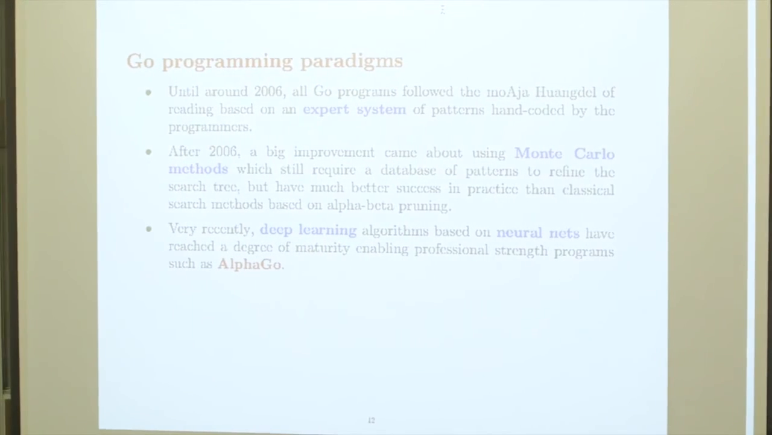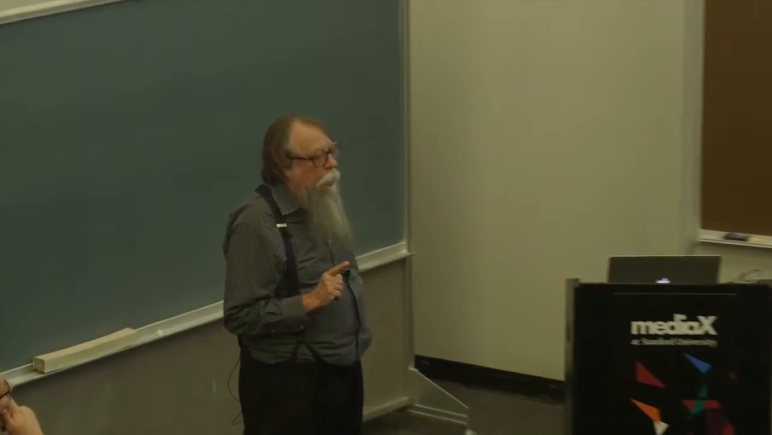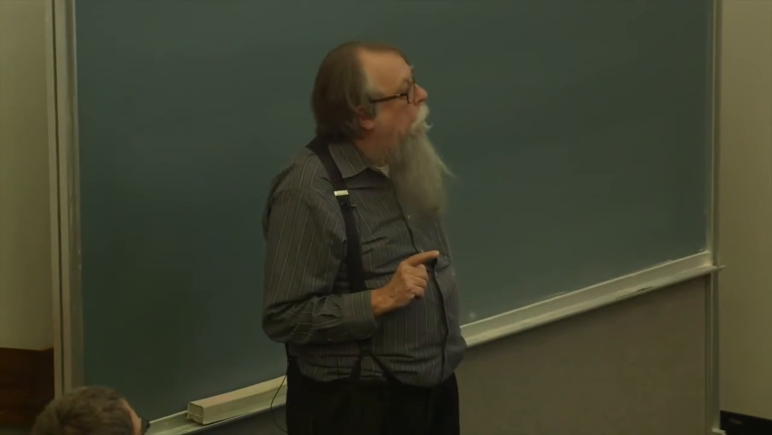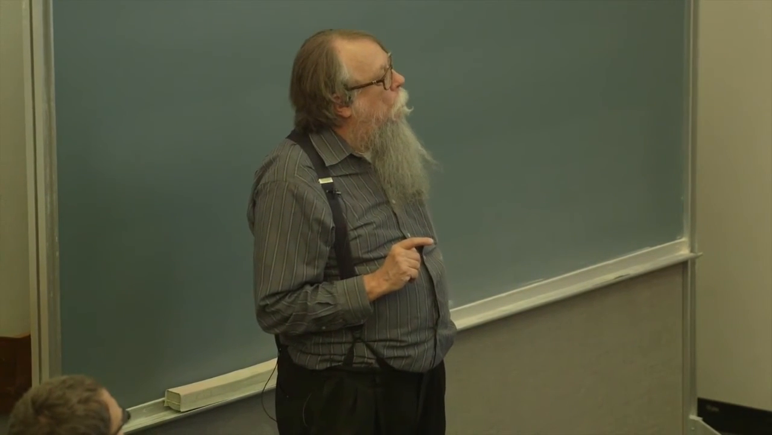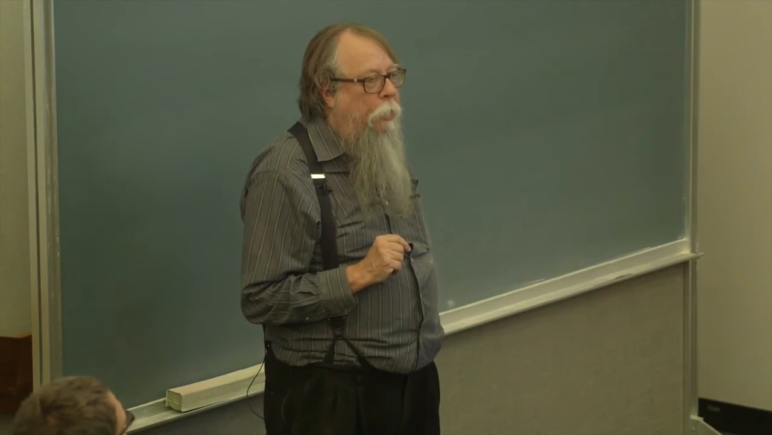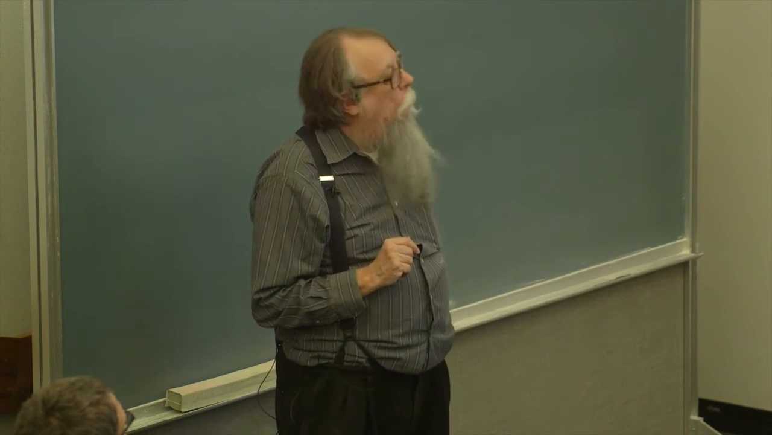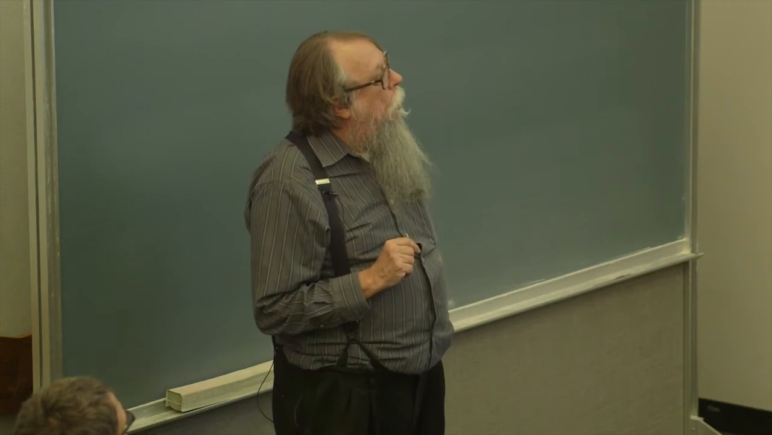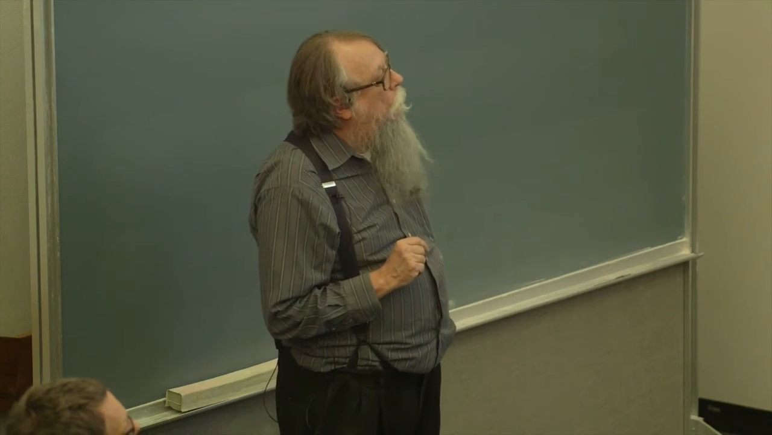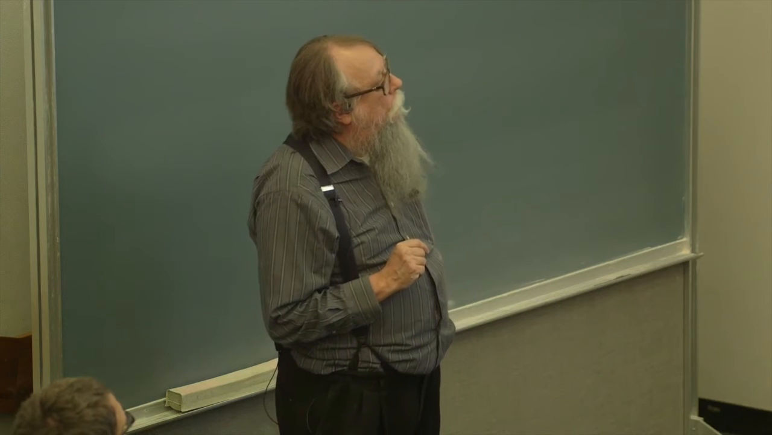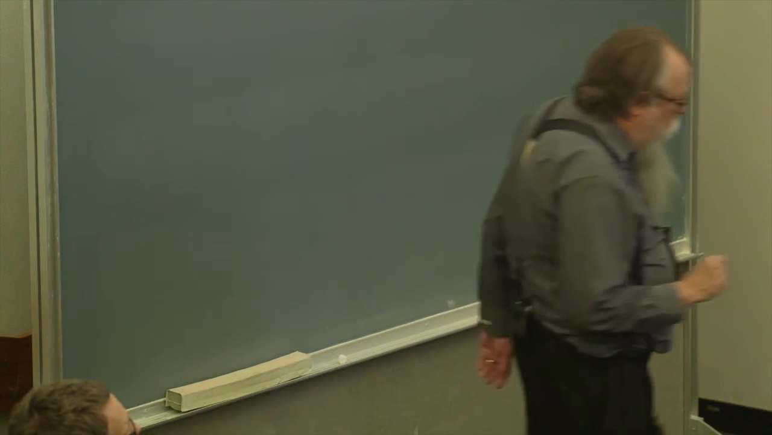Up until around 2006, all Go programs, we believe, worked more or less the same way. Of course, we haven't seen the source code to the commercial programs, but we have some idea how they work. Really, I kind of showed you that there's hand-coded patterns which determine the reading, and there's an influence function, and all of these programs probably are very similar in architecture. But then the Monte Carlo programs came on the scene. They still require a database, but they have much better success. And then very recently, the Monte Carlo methods have been supplemented by deep learning.